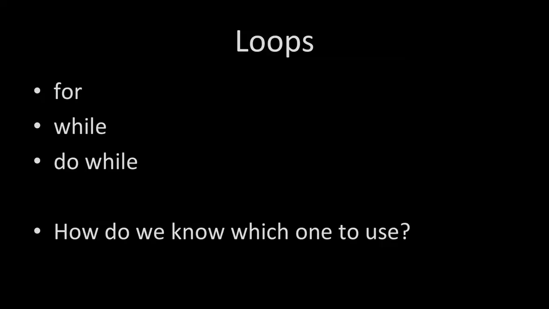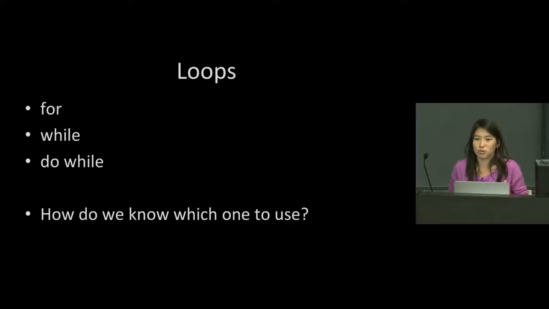Next, another building block that we learned are loops. We have three types of loops: for loops, while loops, and do while loops. And generally, when you sit down to write something, you have to decide which of the three you want to use. So how do we decide which one?